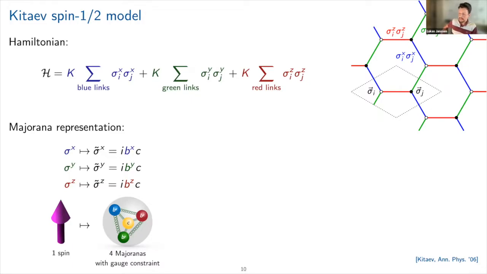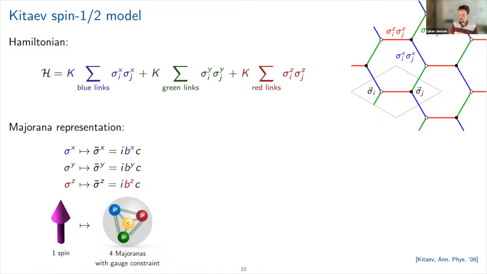And that is done, for instance, by some Majorana representation. So the idea is to represent your Pauli matrices, sigma x, sigma y, and sigma z, by products of Majorana operators. And here you use four Majorana operators called bx, by, bz, and c. These are operators that are Hermitian, square to one, and anti-commute among themselves.